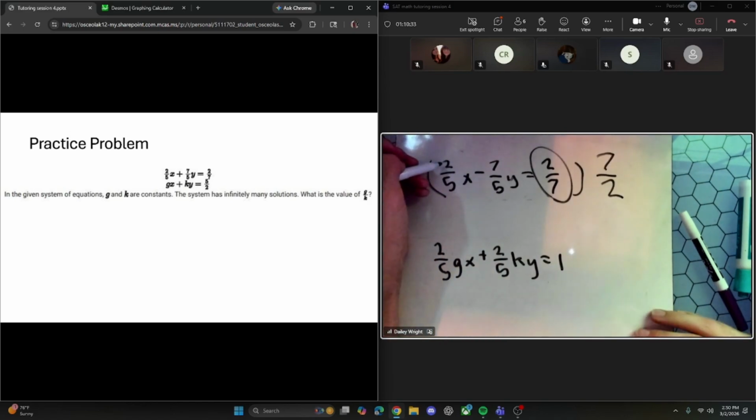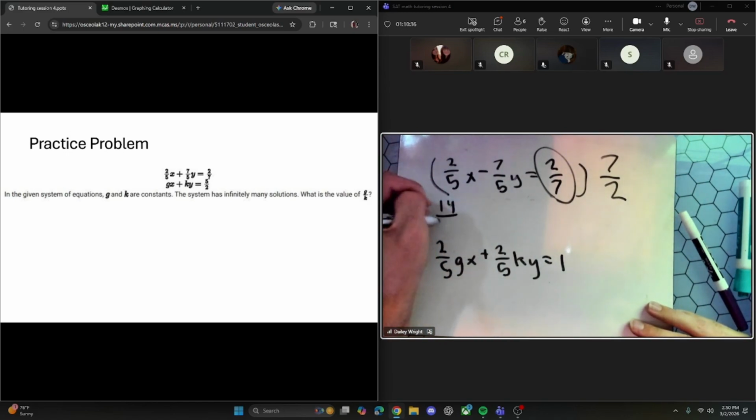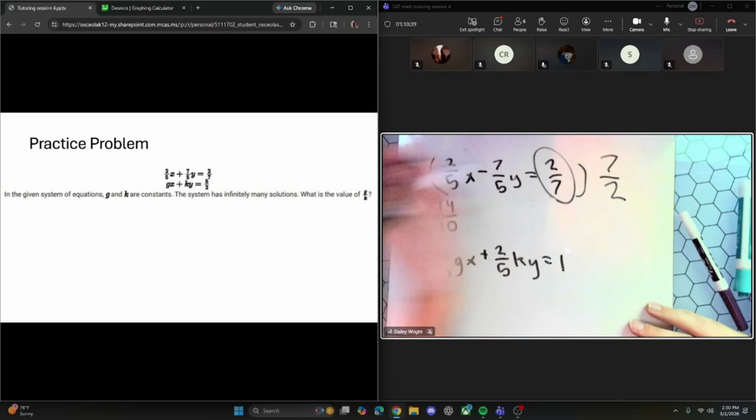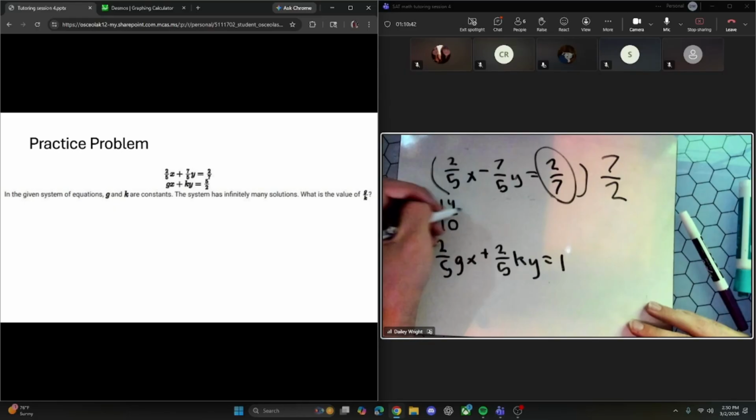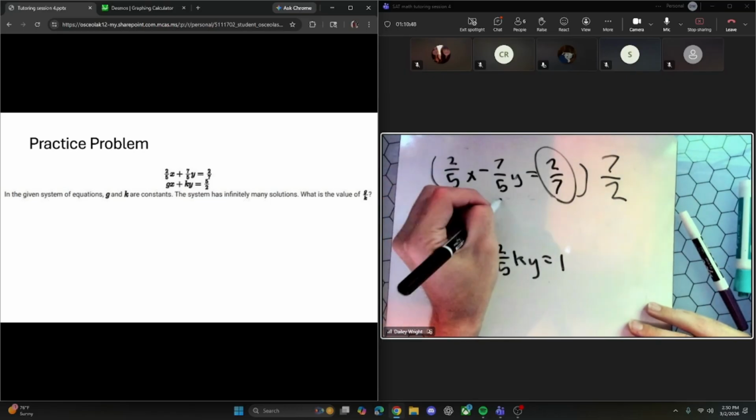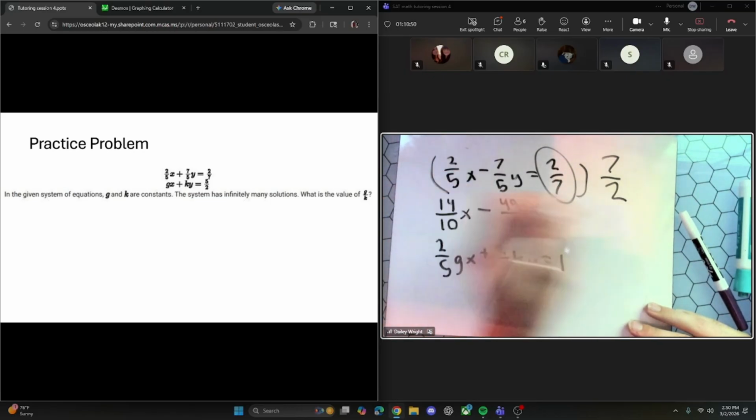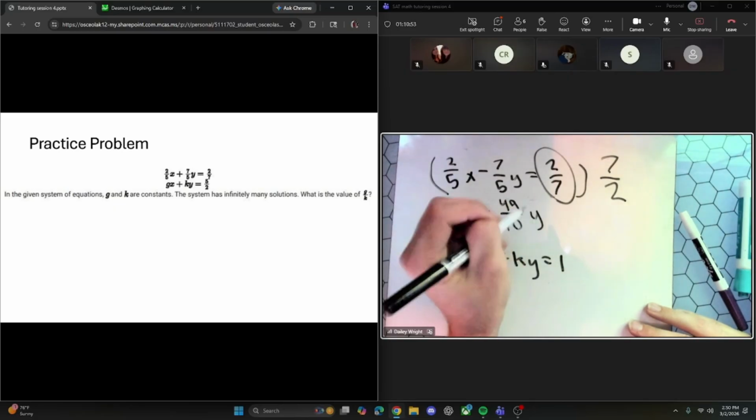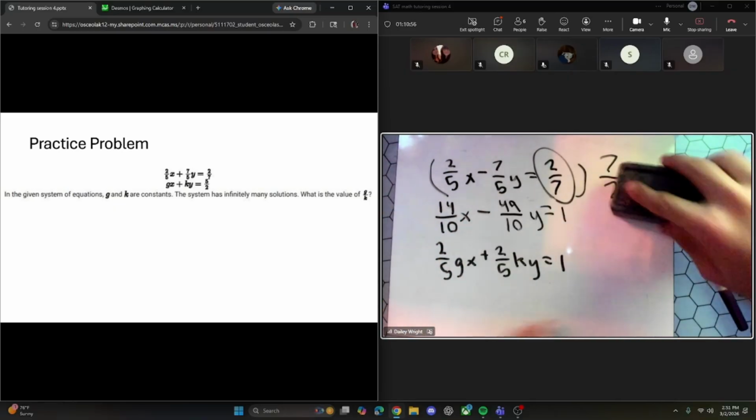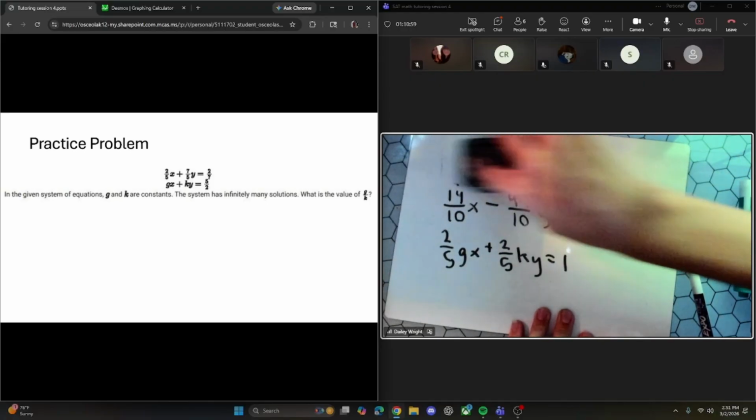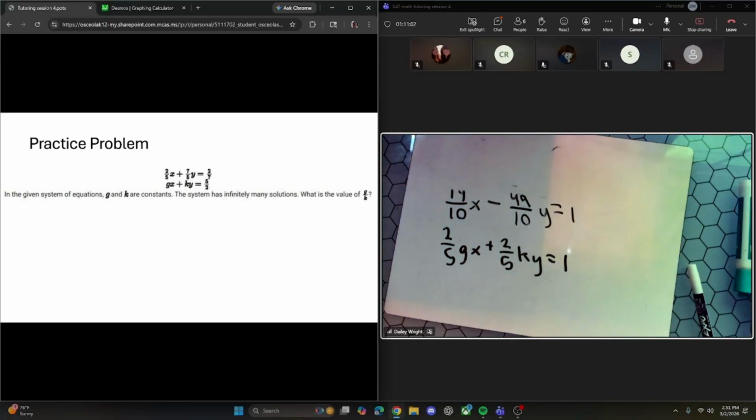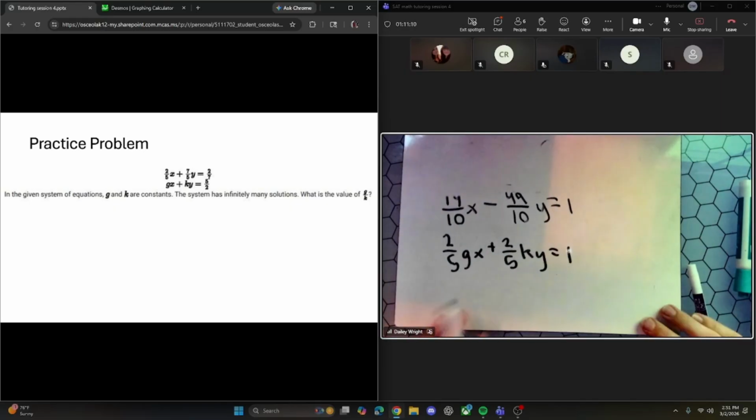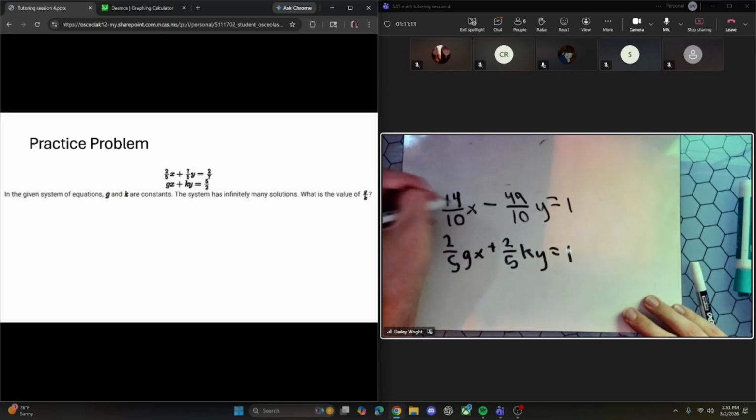2 over 5 times 7 over 2 is 14 over 10, because 2 times 7 is 14, 5 times 2 is 10. So 14 over 10x, and 7 times 7 is 49, 5 times 2 is 10, so 49 over 10y equals 1. So now I have my two equations. They have an equal coefficient. So now we know both g and k have to be equal to the x and y coefficients respectively for the top equation.